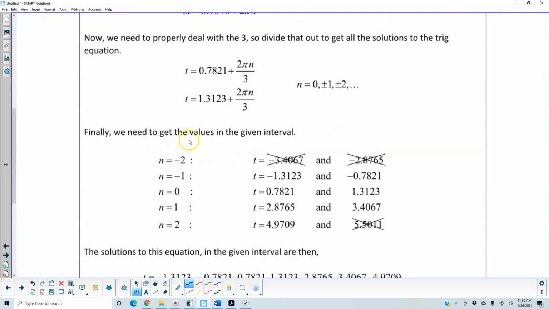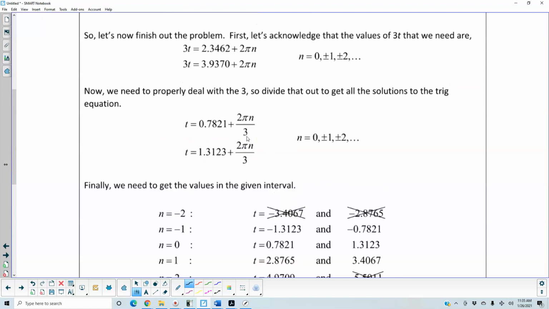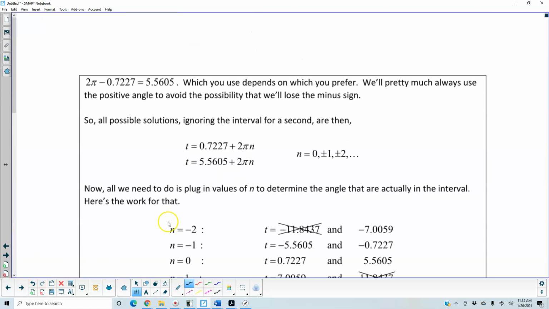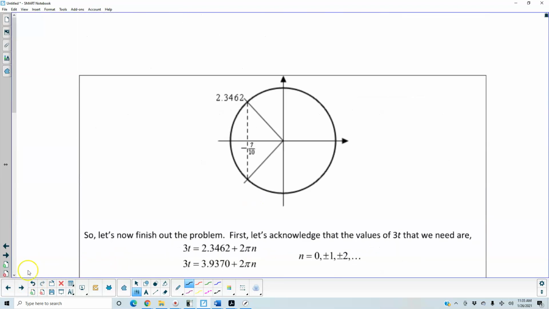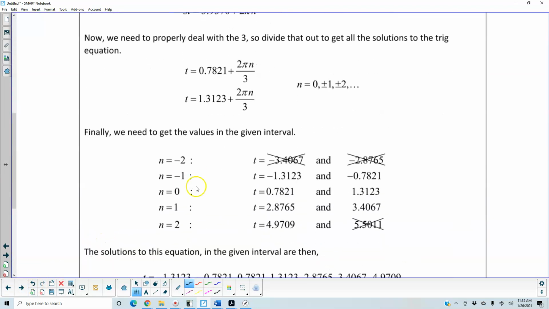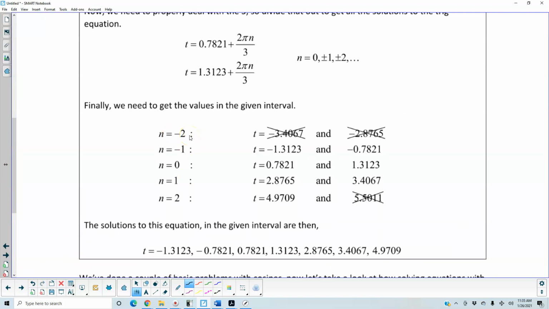And finally, we just need to get the values in the interval. So remember, what was our interval from this question? If we go back to the question, it's between negative 2 and 5. So we start with n equal to negative 2. Plug our values in. Well, these two values have to be excluded. Plug in negative 1, we get our two values for t. Plug in 0, we get our two values for t. Plug in 1, we get our two values for t. Plug in 2, we have one value, and then exclude the second value.